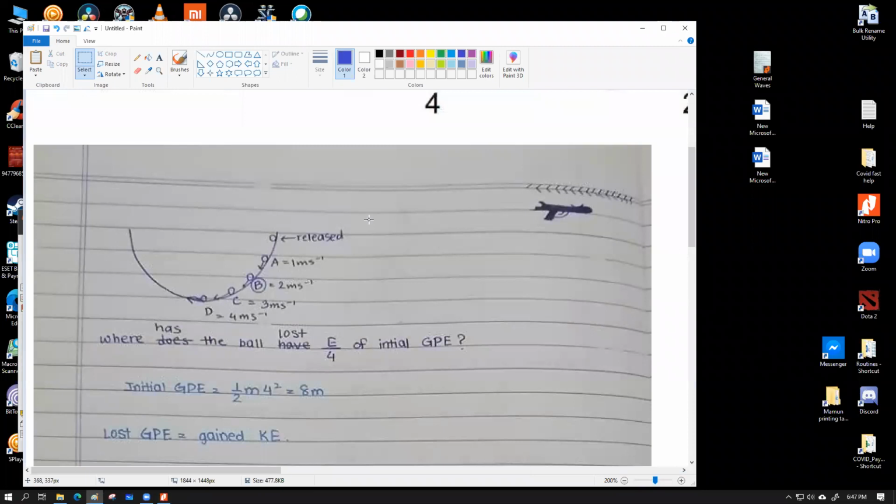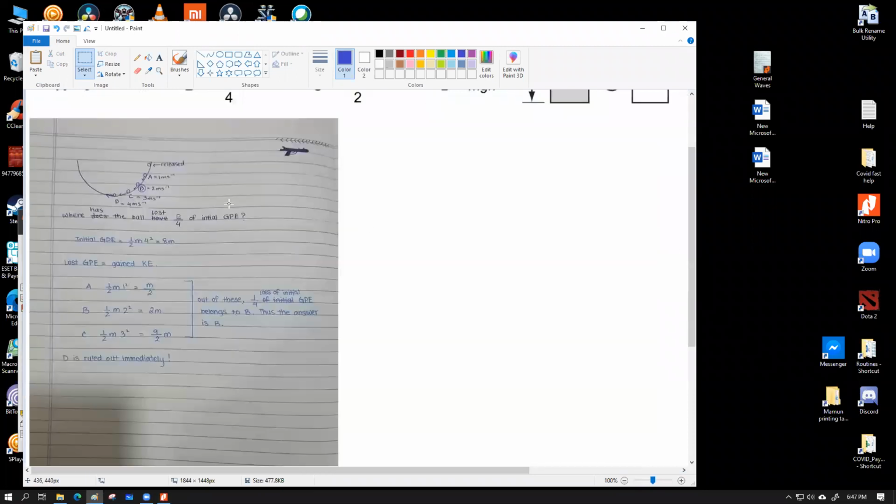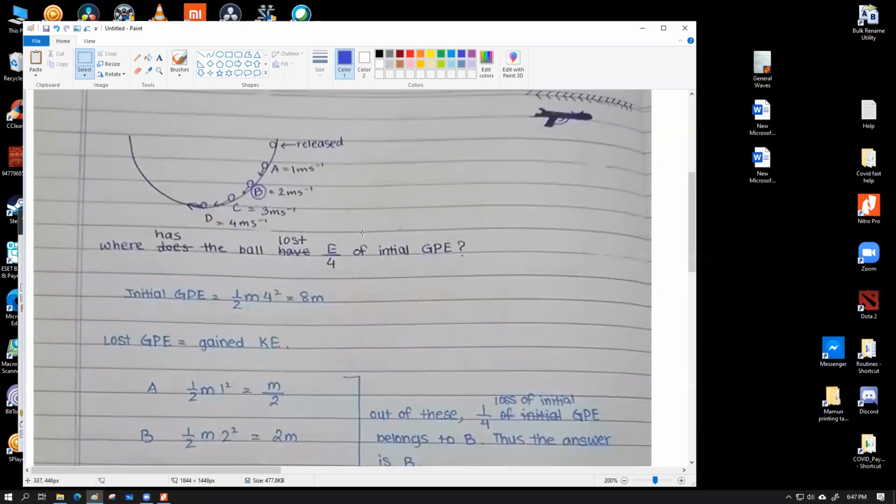করো। Here it says that at which point the object would have lost E by 4 of initial GP. Now, how can we work with this? What this question is specifying is that at this level, at this point, the highest level, the energy stored GP is E. At this level, the GP is 0.